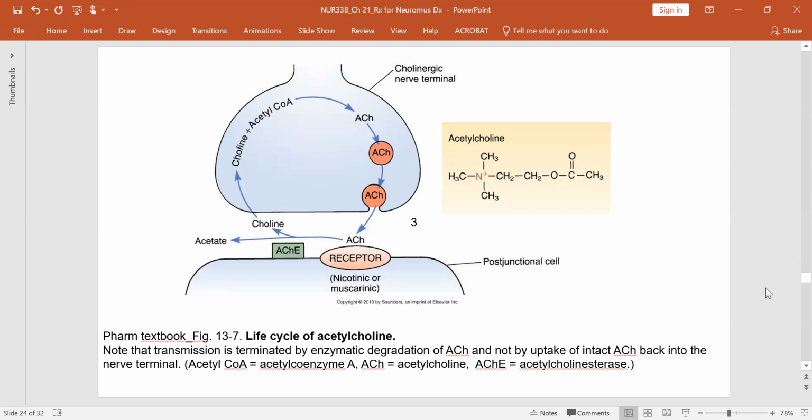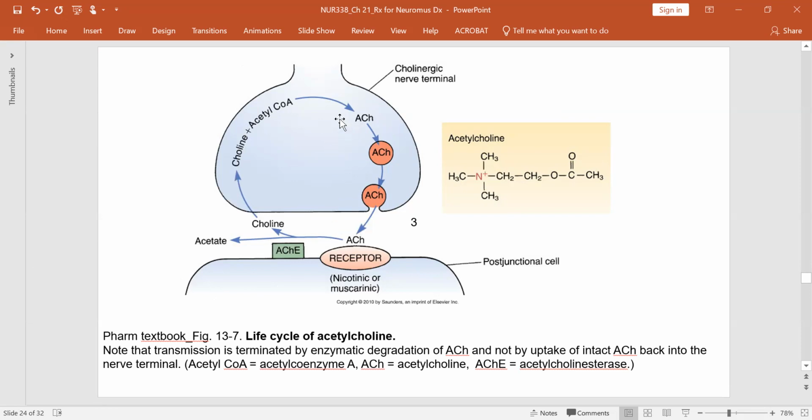So just briefly, we're going to review the life cycle of acetylcholine. This is the presynaptic side. So we have the neuromuscular junction right here. The whole thing is the neuromuscular junction. This is the end of the muscle, and this is the end of the nerve, or the neuron.